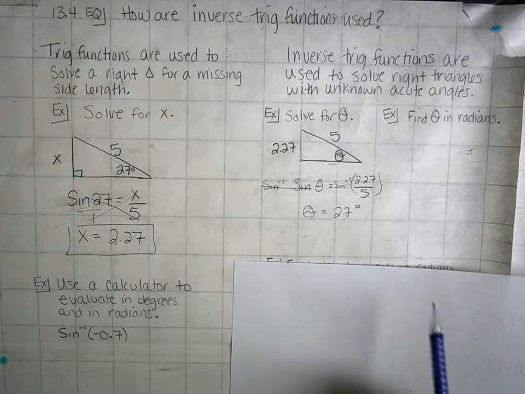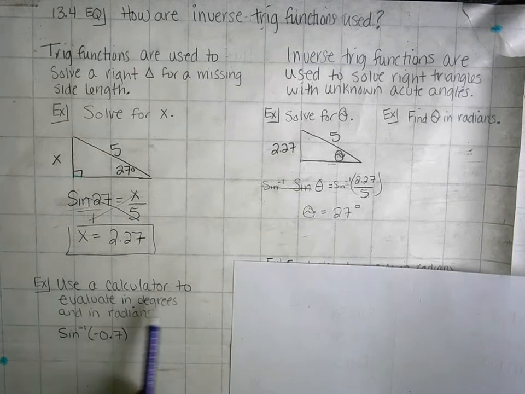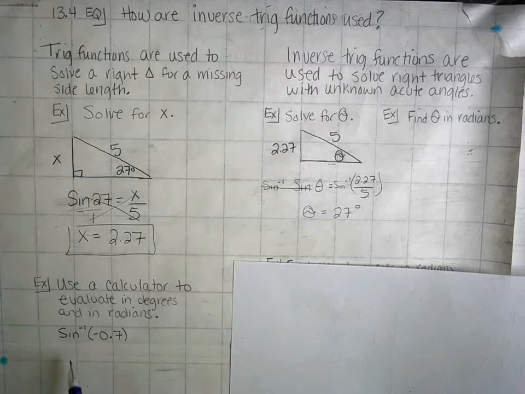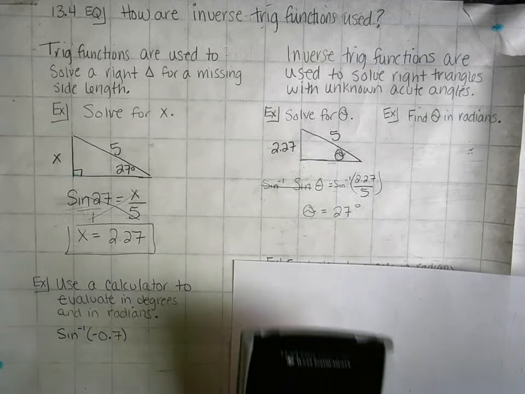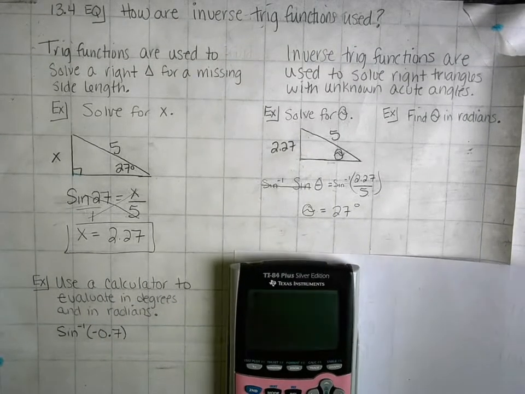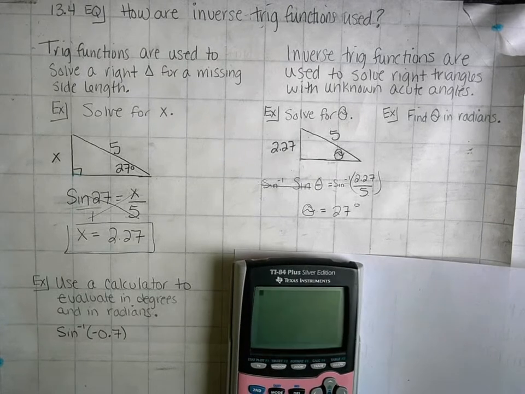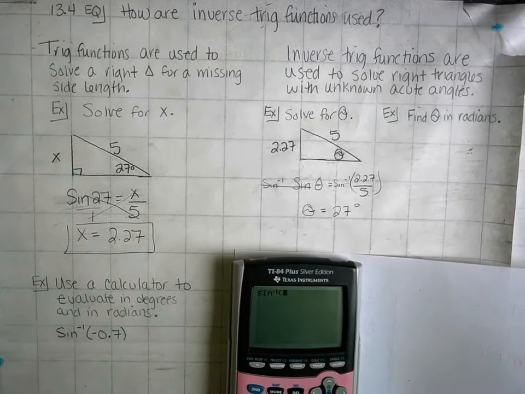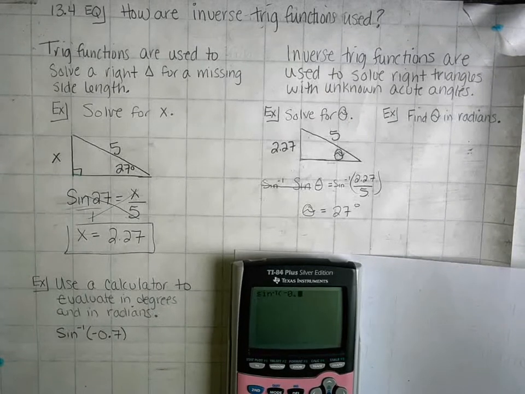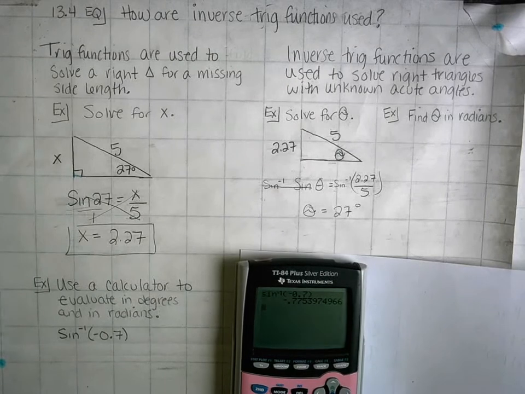Okay? Moving to our third example, it says use a calculator to evaluate in degrees and in radians. So we want to make sure our calculator is in degrees, and I'll get my handy dandy calculator here so that you can see. I'm just going to tilt it a little bit so you can see, and I'm going to type second sine negative 0.7 and press enter. And then notice that I get negative 0.78.